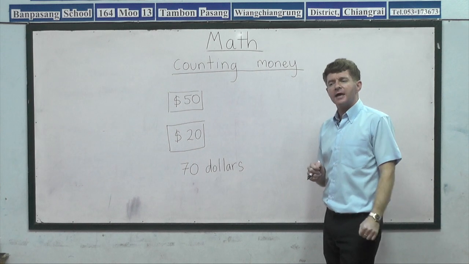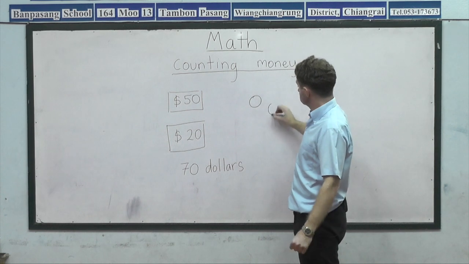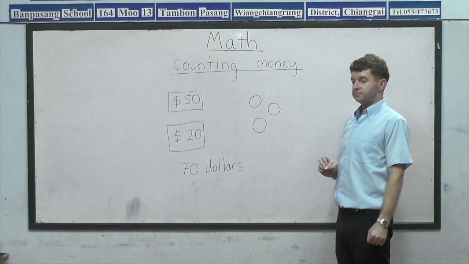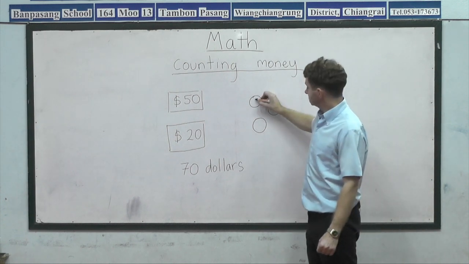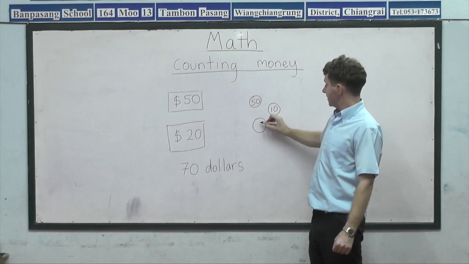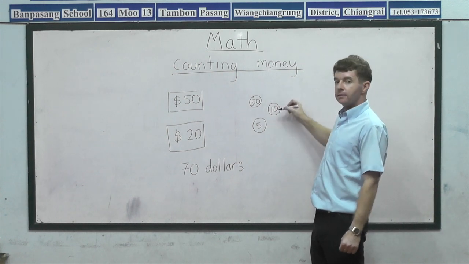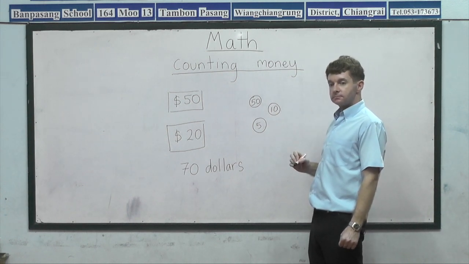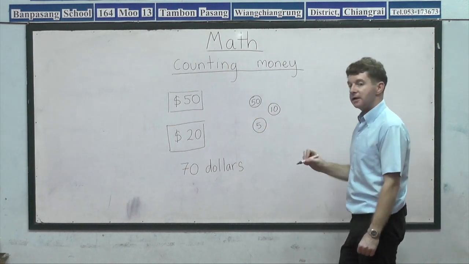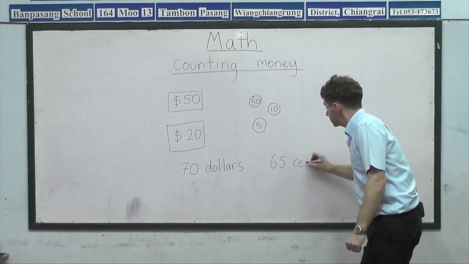What were the coins called again? Cents. So let's have three coins. How much is the first coin worth? 50. 50 cents. The second coin? 10. And then let's have 5. 50 plus 10 plus 5? 65. 65. So we say $70, how many cents? 65 cents.